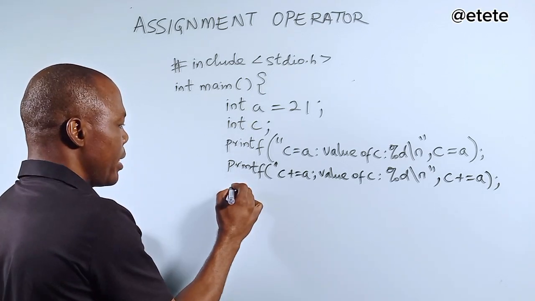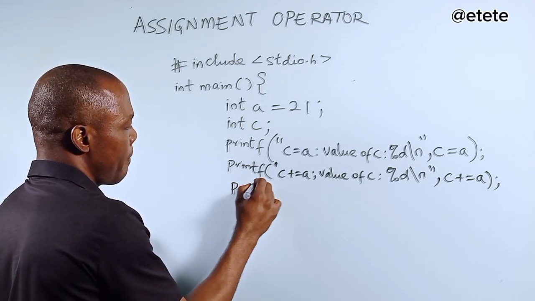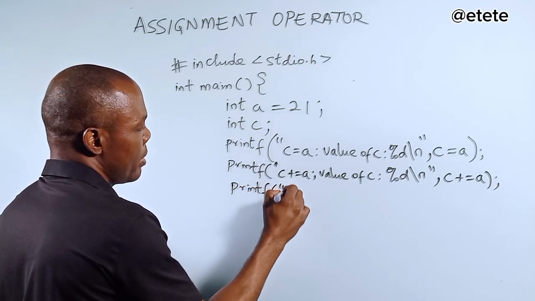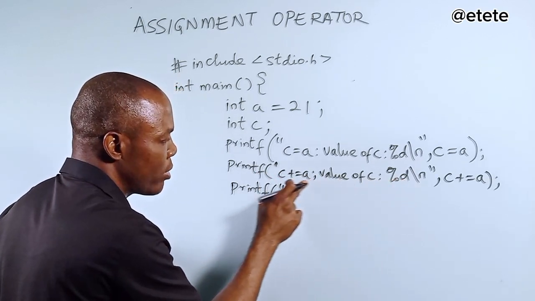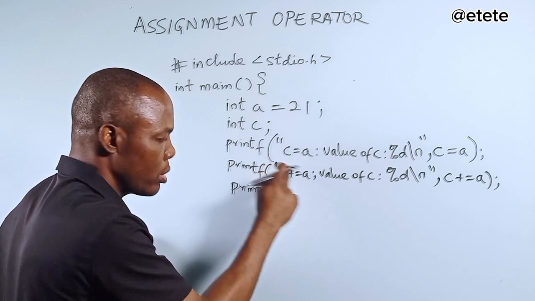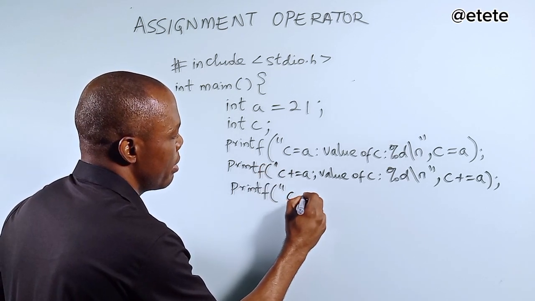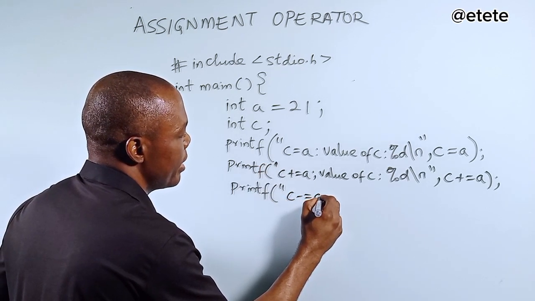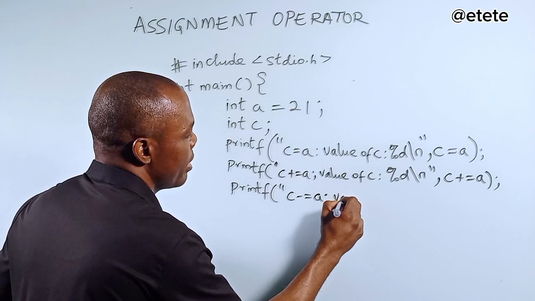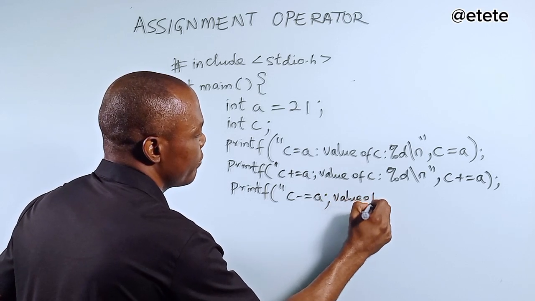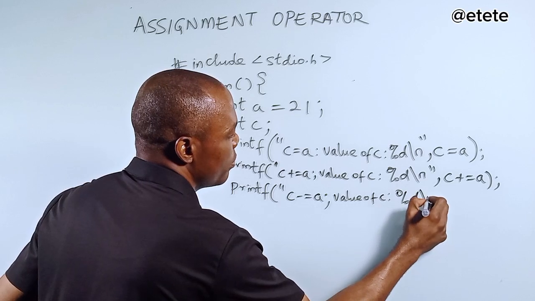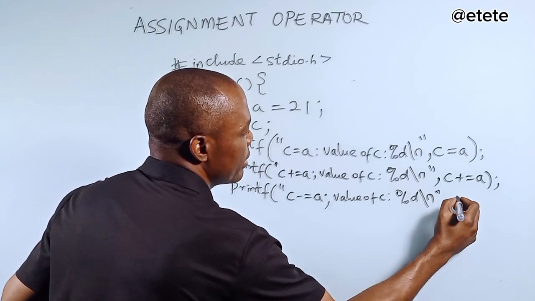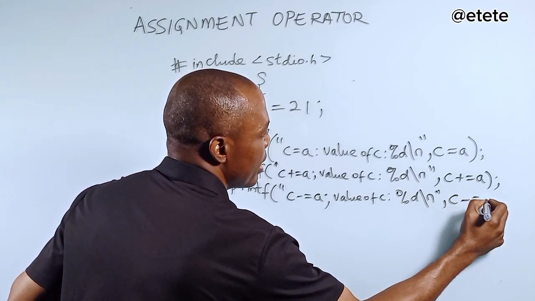Okay. Then here I will say printf. Now, this is a string literal. Everything here will be printed out on the screen because of this double quote. c minus assign a. I'll print out value of c, I'll call my format specifier, and I'll put a new line. This, I'll say c minus assign a.